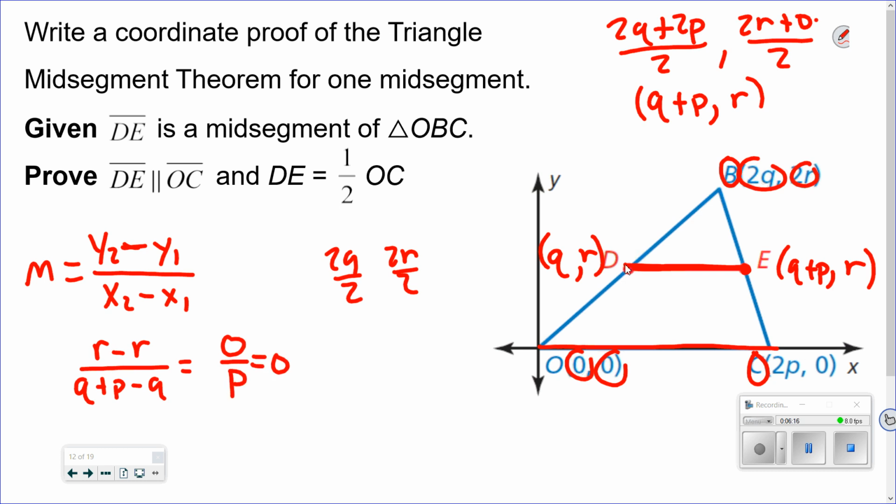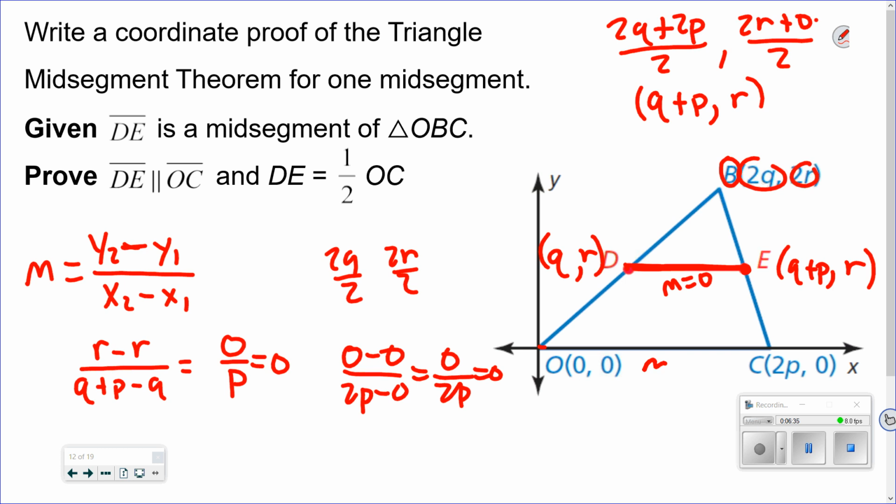When I simplify that, I get 0 over p, which is equal to 0. So the slope of this line right here is equal to 0. Okay, let's find the slope of the line down here. So again, y minus y, that would be 0 minus 0 over 2p minus 0. I end up with 0 over 2p, which equals 0. So this one also has a slope of 0. So we're done with the first part anyway. We've proven that DE is parallel to OC.